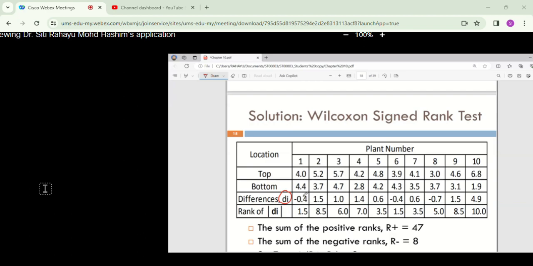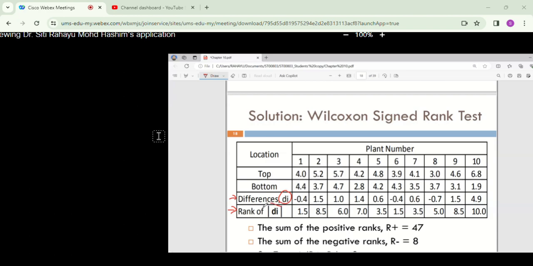So the question is, can we do bottom minus top? Yes, we can. You will get the same conclusion at the end, right? So 4 minus 4.4, you get negative 0.4. 5.2 minus 3.7, you will get 1.5, and then so forth. Now, the next step is, you already computed the differences, and then you need to assign the ranking.